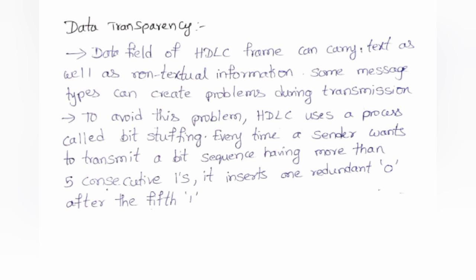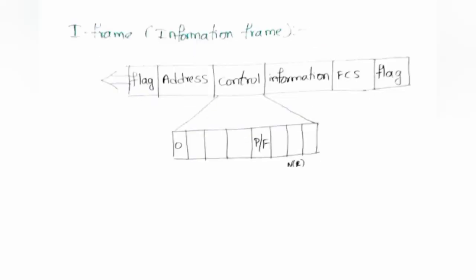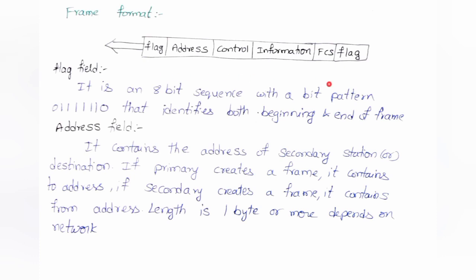Every time a sender wants to transmit a bit sequence having more than 5 consecutive ones, it inserts one redundant 0 after the 5th one. Why are we using this concept? In the frame format of the HDLC, the flag field consists of 0, 6 ones followed by 0, right? If the information field has this same format, then the destination may consider it the starting and ending of the frame, and it will discard the remaining frames.